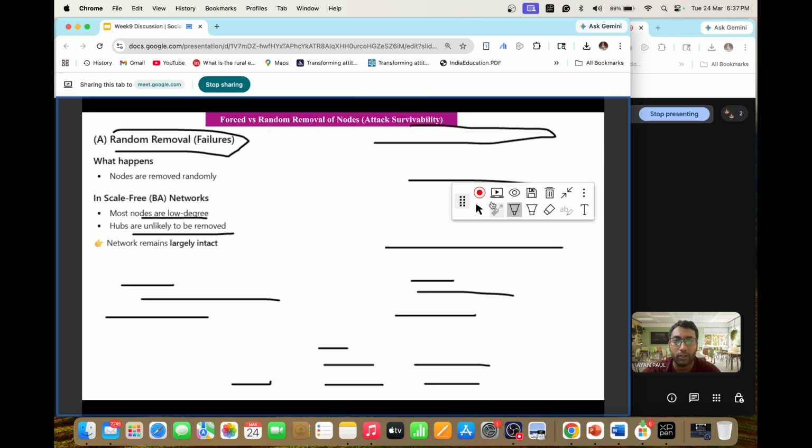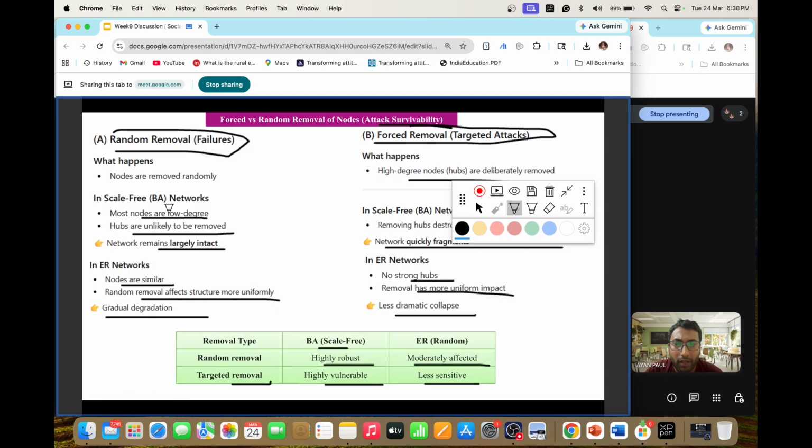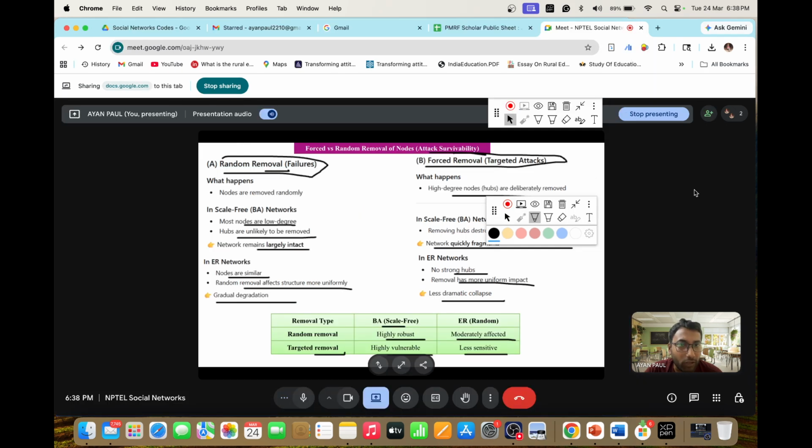Now if we remove the nodes, that is known as attack survivability. There are two types of attack. One is random removal of nodes. In the case of random removal in BA networks, the network remains largely intact, because hubs are unlikely to be removed and most nodes that are removed will be low degree. So you will have high robustness in a BA network to random removal, but in an ER network you will have a moderately affected network.